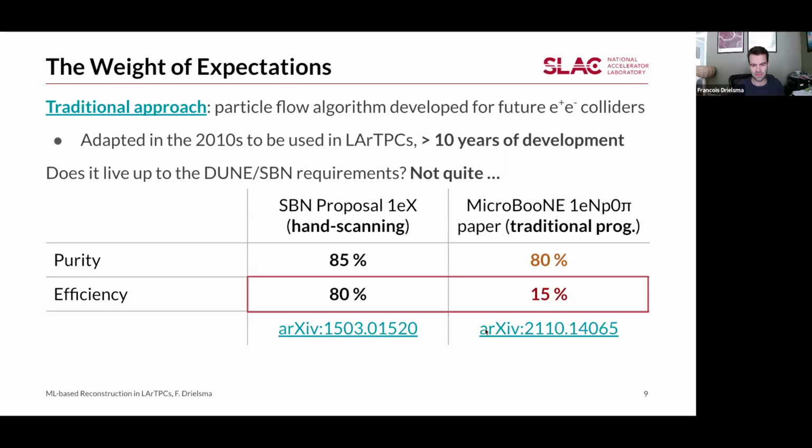So here I give you a simple example where you're trying to select one electron events, so events coming from electron-neutrino interactions. What we can achieve by hand scanning in a simulation is something like 85% purity and 80% efficiency, but what we can do algorithmically with traditional methods is about 15% in efficiency for slightly lower purity. And so there's a real problem in that we will not achieve the physics program of these experiments if we don't address this reconstruction challenge.